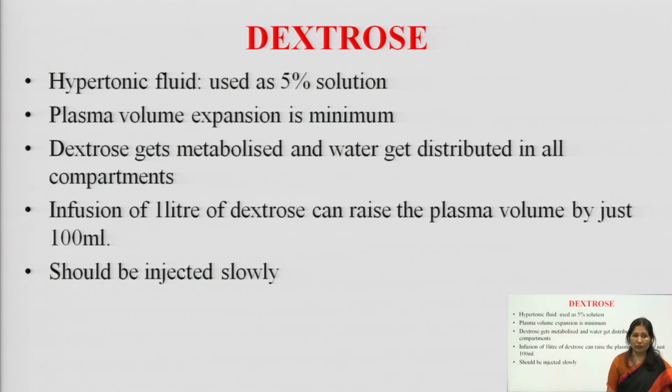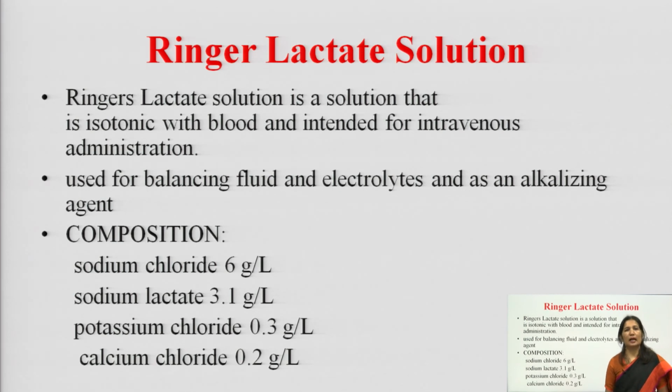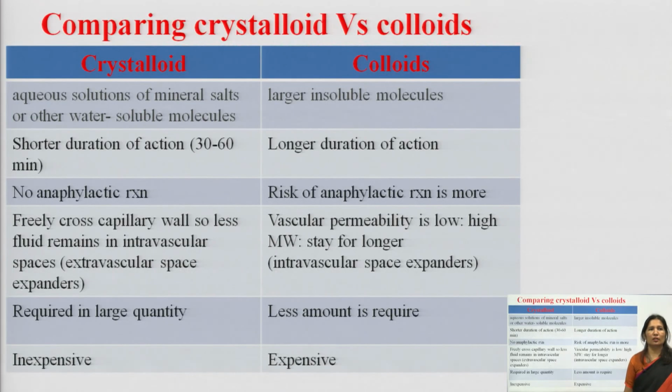Dextrose is a hypertonic fluid, used as 5% solution. Plasma volume expansion is minimum, as it gets metabolized and water gets distributed in all compartments. Infusion of 1 liter dextrose can raise the plasma volume by just 100 ml. It is injected slowly. Last in this is ringer lactate solution, which is again isotonic with blood. It is used for balancing fluid and electrolytes and as an alkalinizing agent, containing sodium chloride, sodium lactate, potassium chloride and calcium chloride.